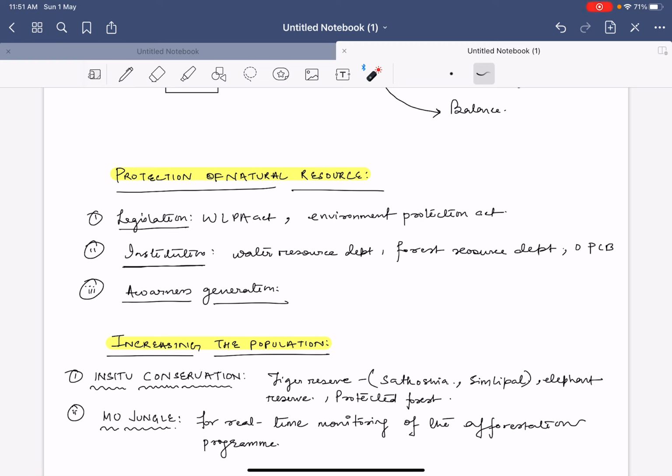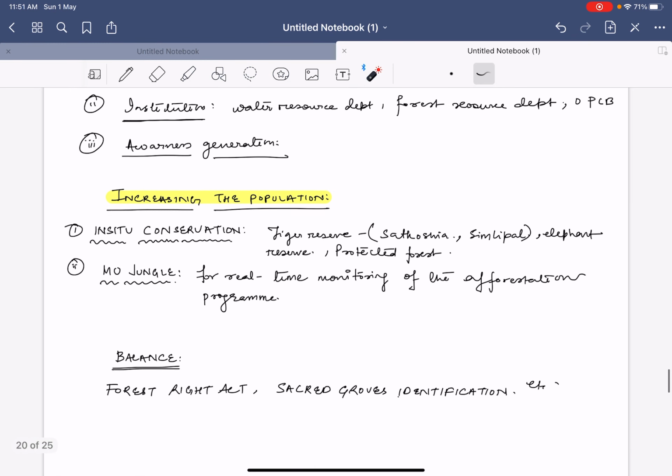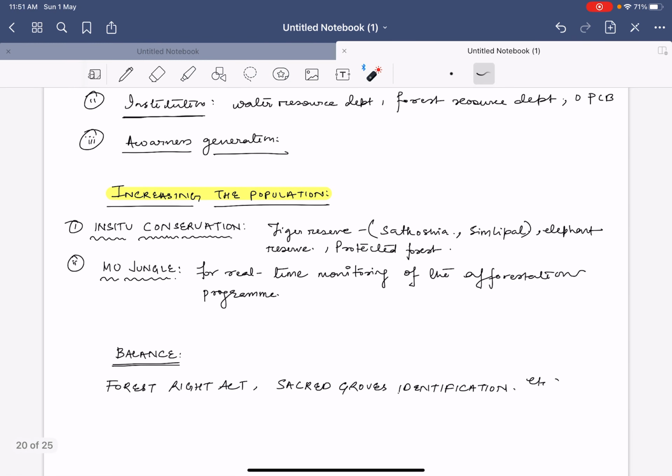Last but not least, remember mentioning OPCB. What is OPCB? Odisha Pollution Control Board. Next, we are protecting the natural resource through awareness generation. Next, increasing the population. Population of what? The population of the flora and fauna, and conserving the natural resources.